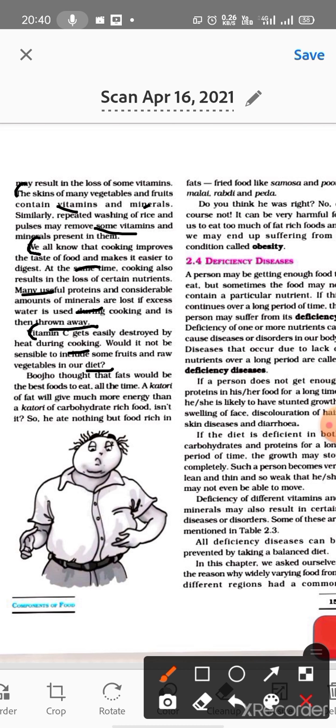Okay, so now what does Bojo think? Bojo thought that fats would be the best foods to eat all the time. A calorie of fat will give much more energy than a calorie of carbohydrate rich food. So Bojo thought that fats are the best food to eat, because they give more energy compared to carbohydrates.